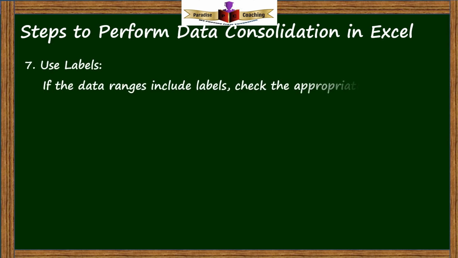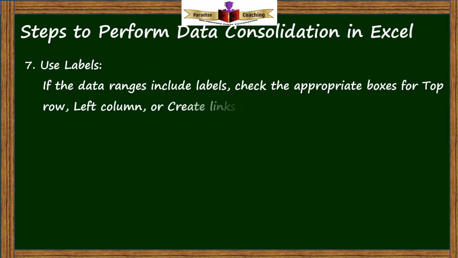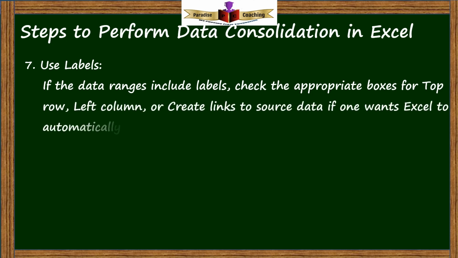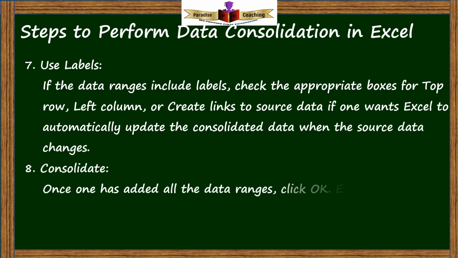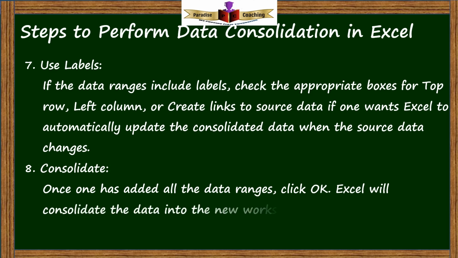Continuing with steps of consolidation. 7. Use labels. If the data ranges include labels, check the appropriate boxes for top row, left column, or create links to source data if one wants Excel to automatically update the consolidated data when the source data changes.